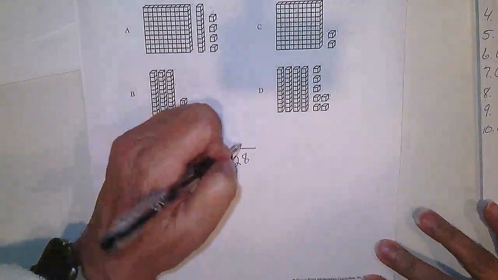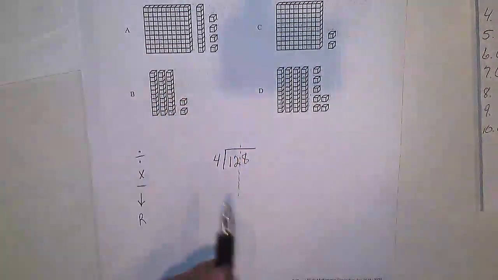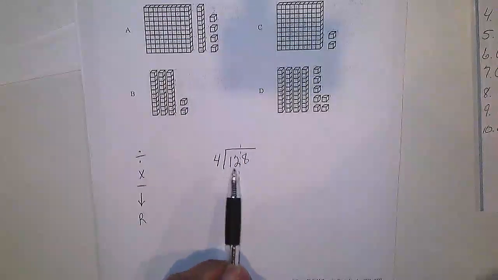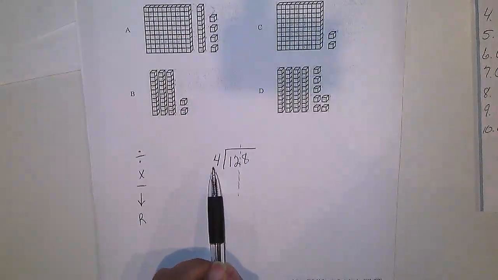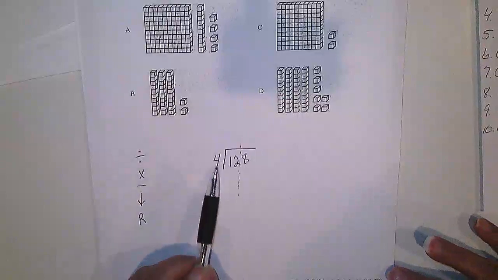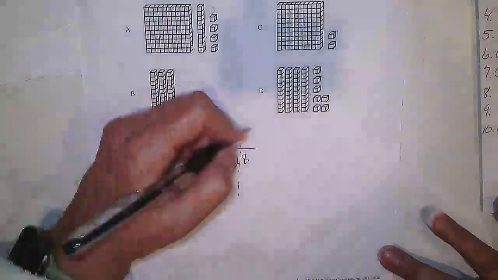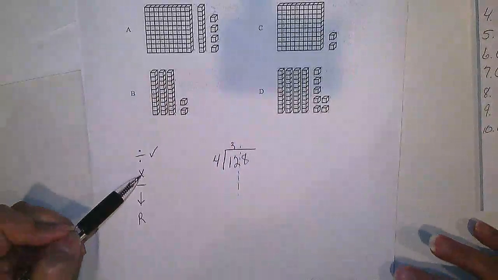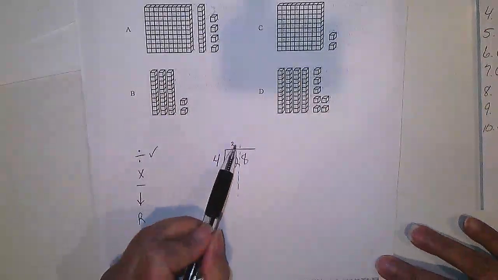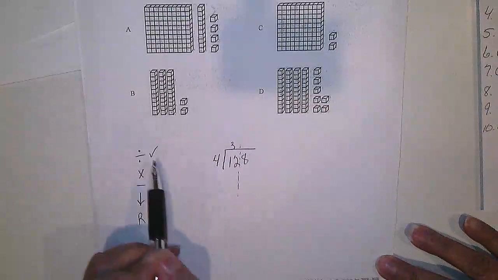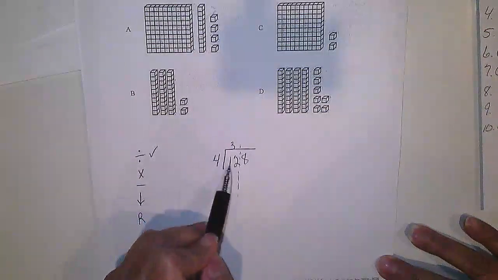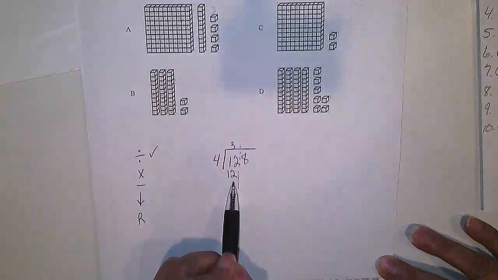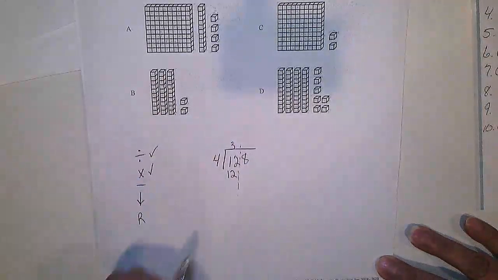So I'm going to put this really light dotted line right between the 12 and the 8. So now it's easier to think 12 divided by 4. 12 divided by 4 is 3. So we can check that step off. The next step is multiply. 3 times 4 is 12. I'm going to put my 12 right under my 12.